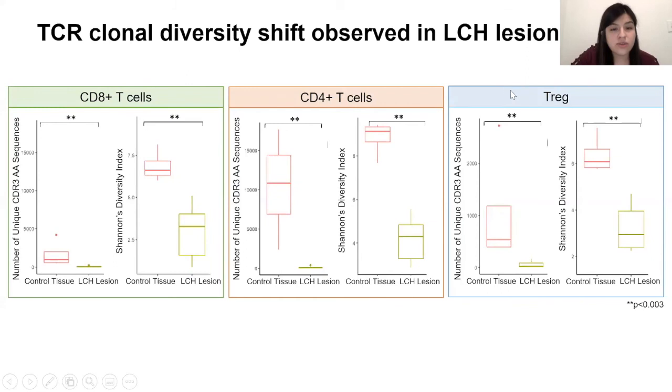So in all 3 LCH lesion T cell subsets, we found fewer unique CDR3 clonotypes and a lower diversity. This could indicate that specific T cell clones are undergoing clonal expansion, suggesting that a potential antigen-involved DC T cell interaction could be present.